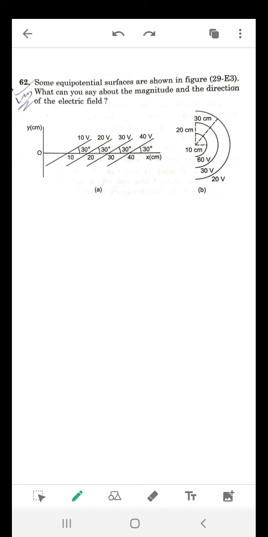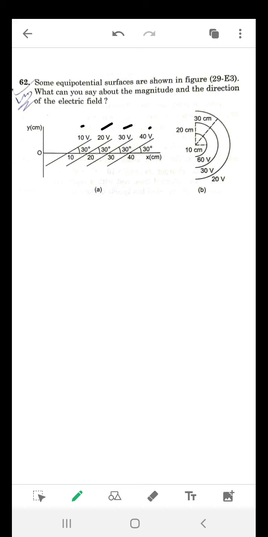In the first figure, the first surface is at the potential 10 volt, the second surface is at 20 volt, the third surface 30 volt, the fourth surface 40 volt. In this way, there are four surfaces at several potentials, but each and every surface is an equipotential surface. They are making an angle of 30 degrees with the x-axis and the corresponding coordinates are given. That means the intersection of 10 volt at the x-axis is 10, then 20, then 30. In this way, they are progressive in this manner.